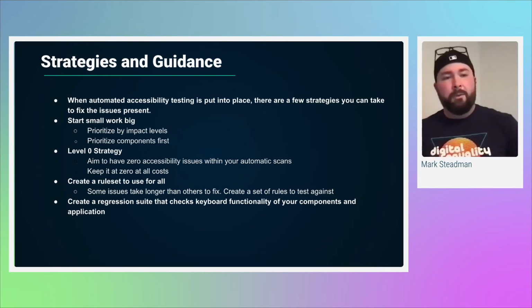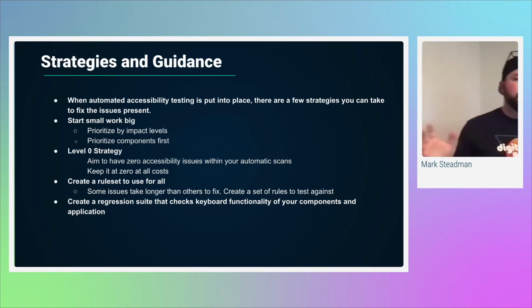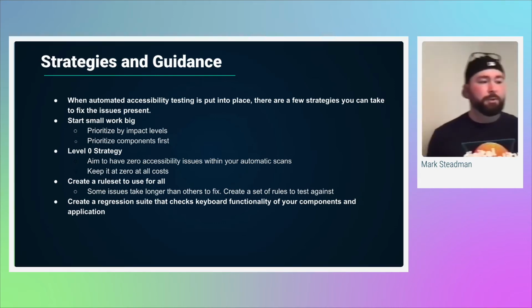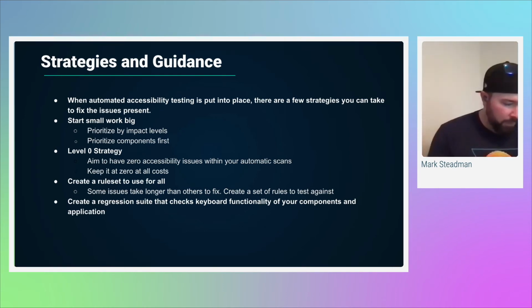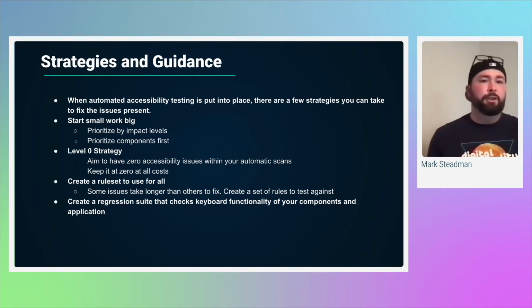The last one's a big one. Again, more of an advanced setup, but it is one to talk about. Create a regression suite to check your actual keyboard functionality of your components. An example I can give you: if I have custom radio buttons, and those radio buttons should behave in a certain way, I should be able to tab to it and go to the first item that was last selected. I should be able to arrow key up and down, right? You can actually automatically test for that. You don't necessarily have to just use keyboard to do that.